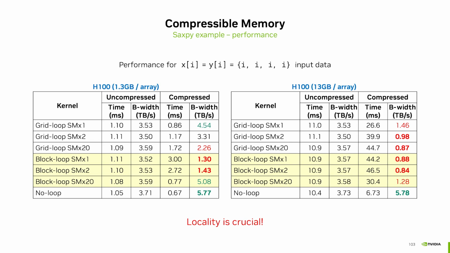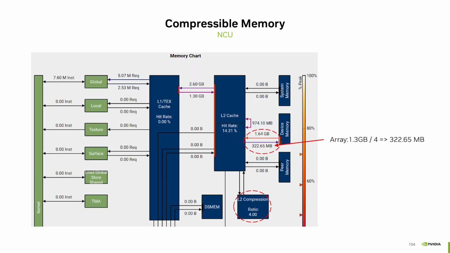If our array is 10 times bigger, then the tendency is the same. You can see that performance decreases here, increases here, but still there is not enough locality to beat the non-compressed case. So locality is crucial. Okay, now this slide is about showing compression in NCU.